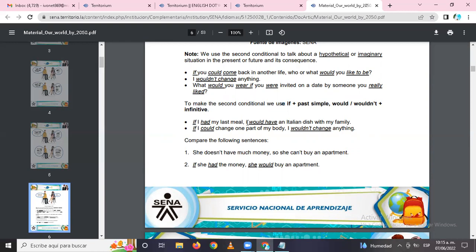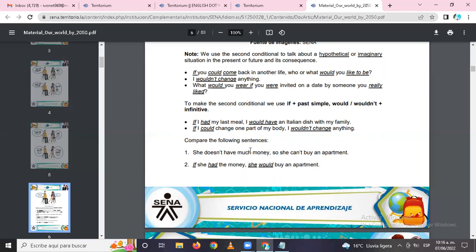Vamos a mirar, let's compare the following sentences. We have here, first one, she doesn't have much money, so she can buy an apartment. Acá tenemos una condición, ¿cierto? She doesn't have much money, so she can buy an apartment. Entonces vamos a traducir esto en el segundo condicional.